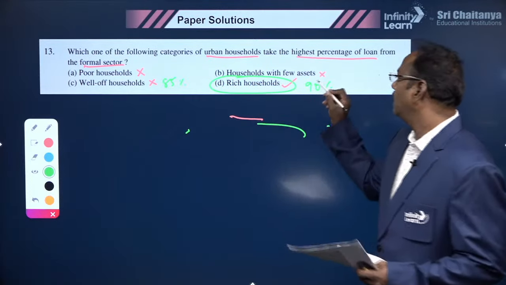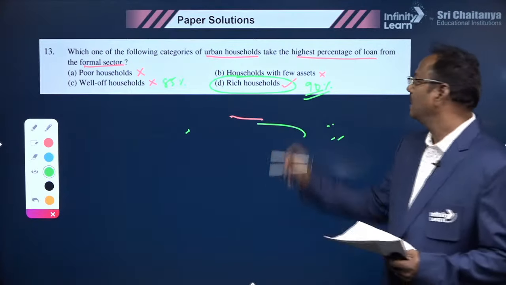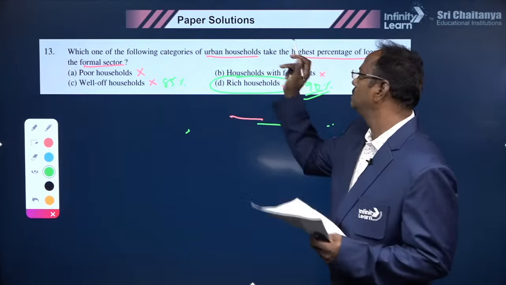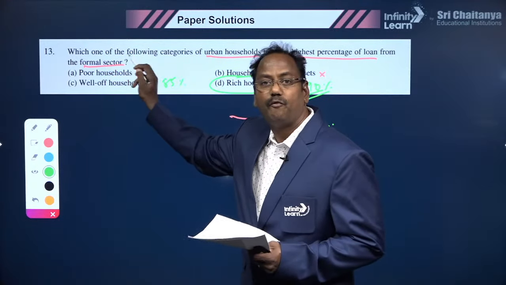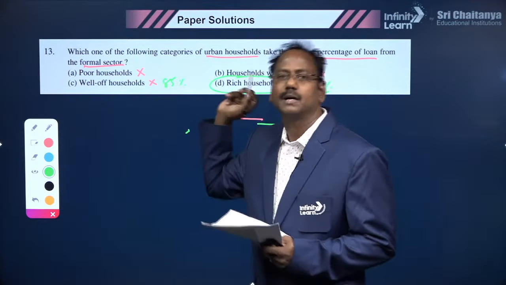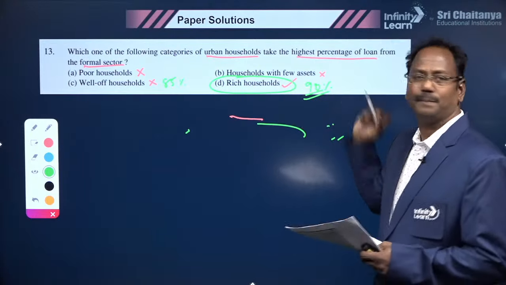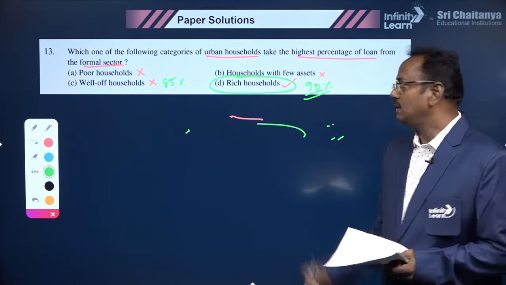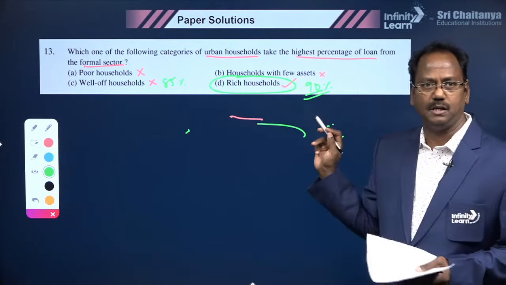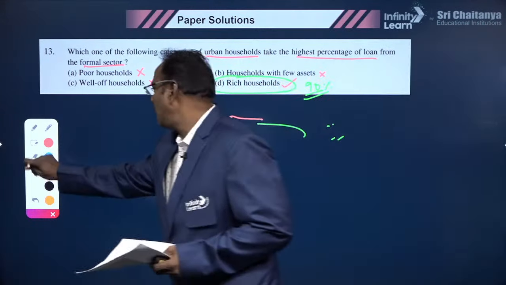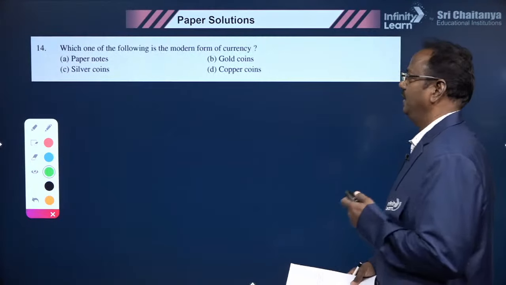That is the reason rich households could achieve 90% of the urban household loans from the formal sector, from the commercial banks and many others, right? So the answer is D. Question number 13, the answer is D. So we have to eliminate A, B and C.